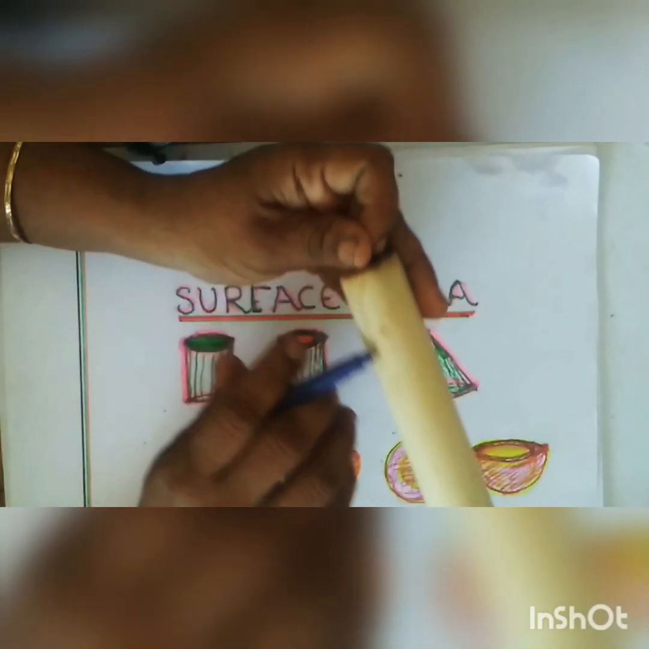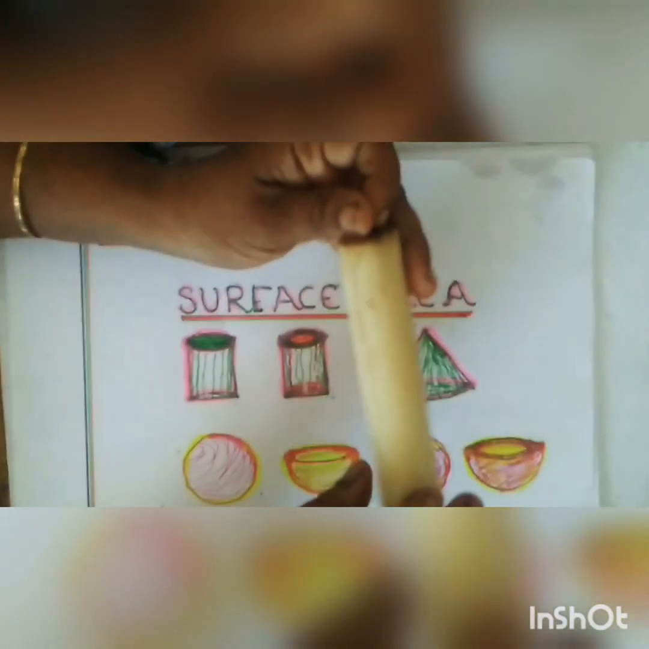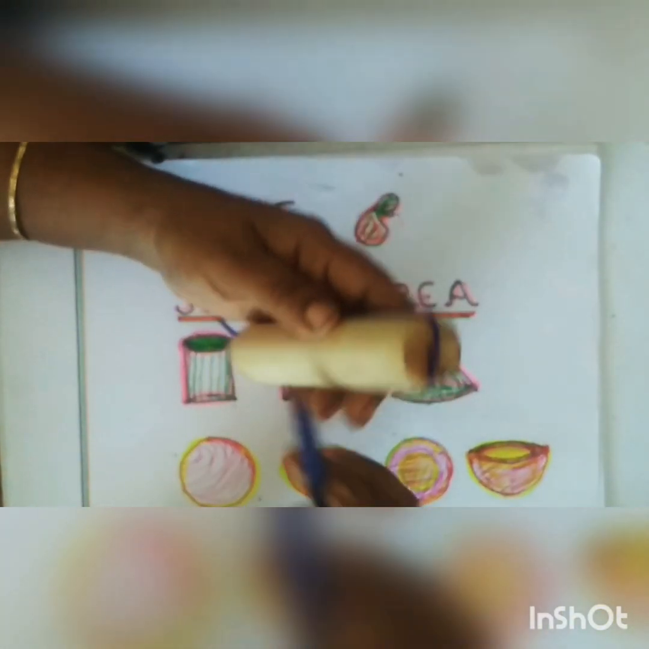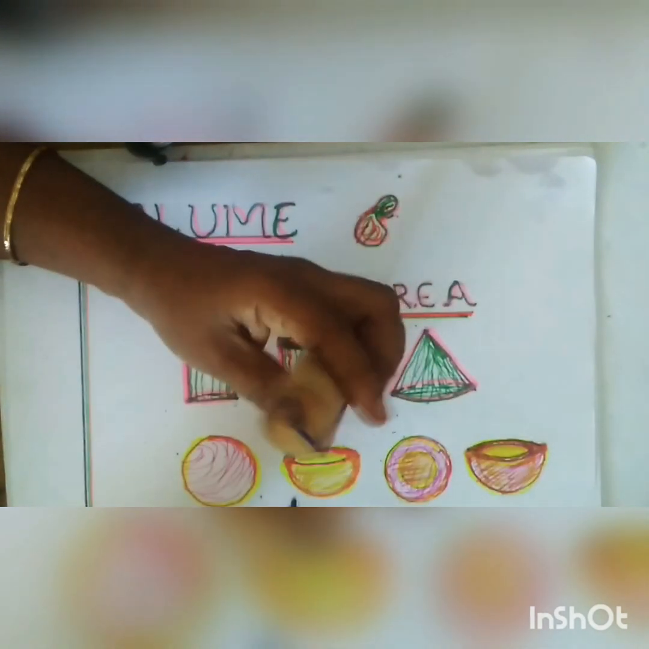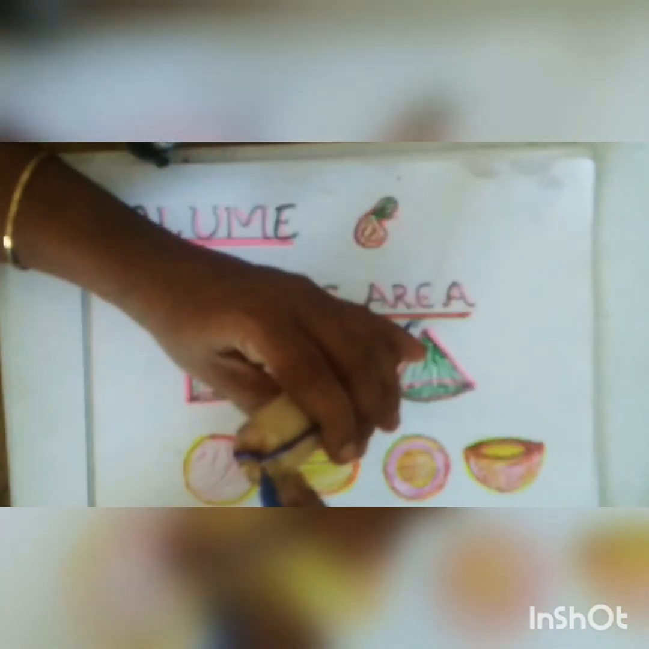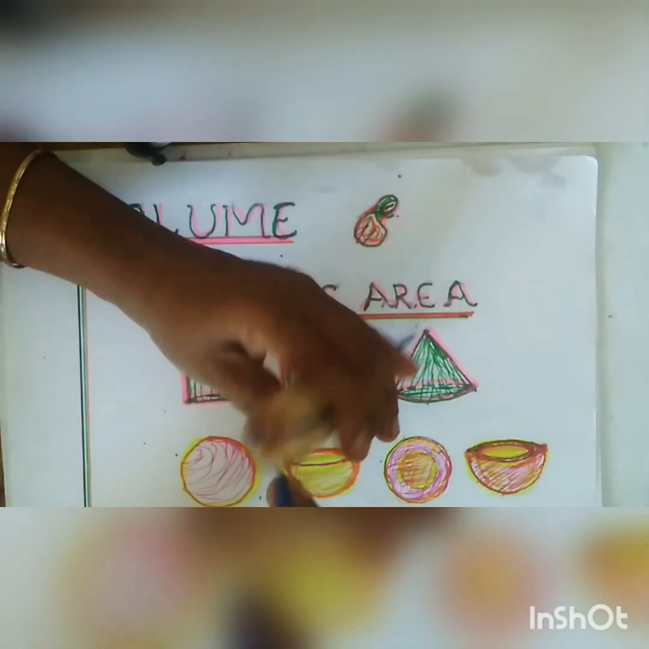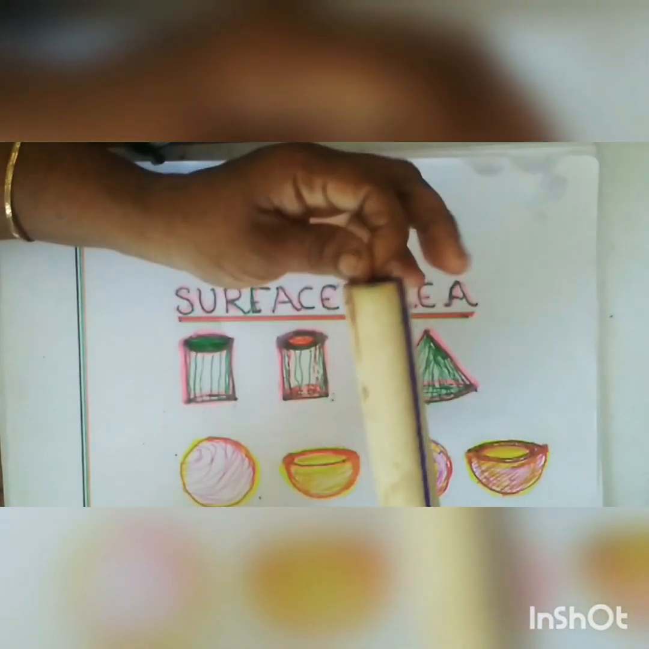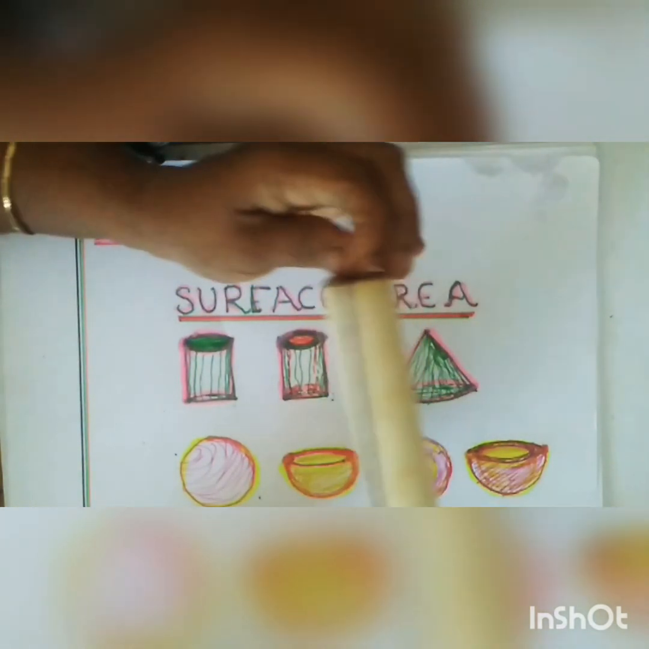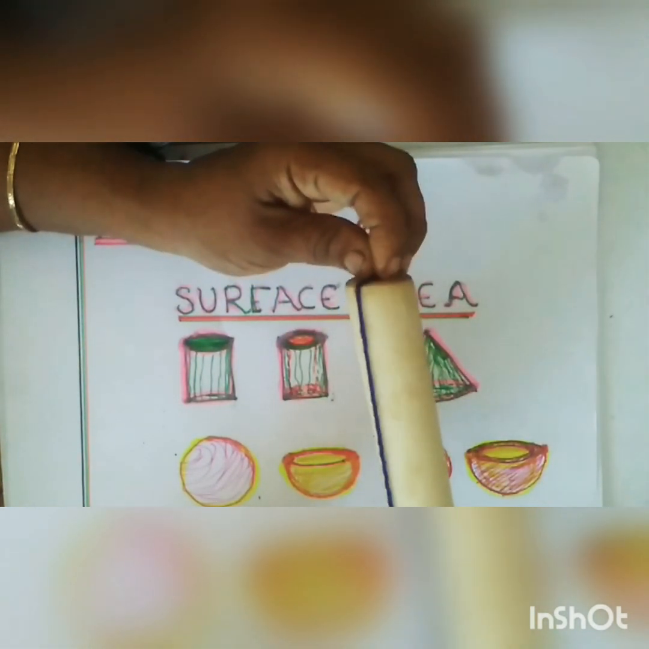This is a banana stem. This length is the height of the cylinder, and the radius can be taken like this. This is the radius, and the length of this stem is considered as the height.